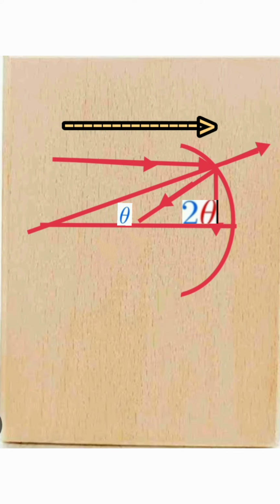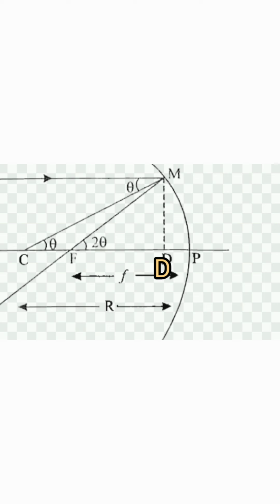Consider a concave mirror of pole P, focus F and center of curvature C. Light ray passing parallel to the principal axis is incident at M and gets reflected through its focus F. The line joining M and C is normal to the mirror at M. From the diagram it is clear that angle MCP is equal to theta, and angle MFP is equal to 2 theta.